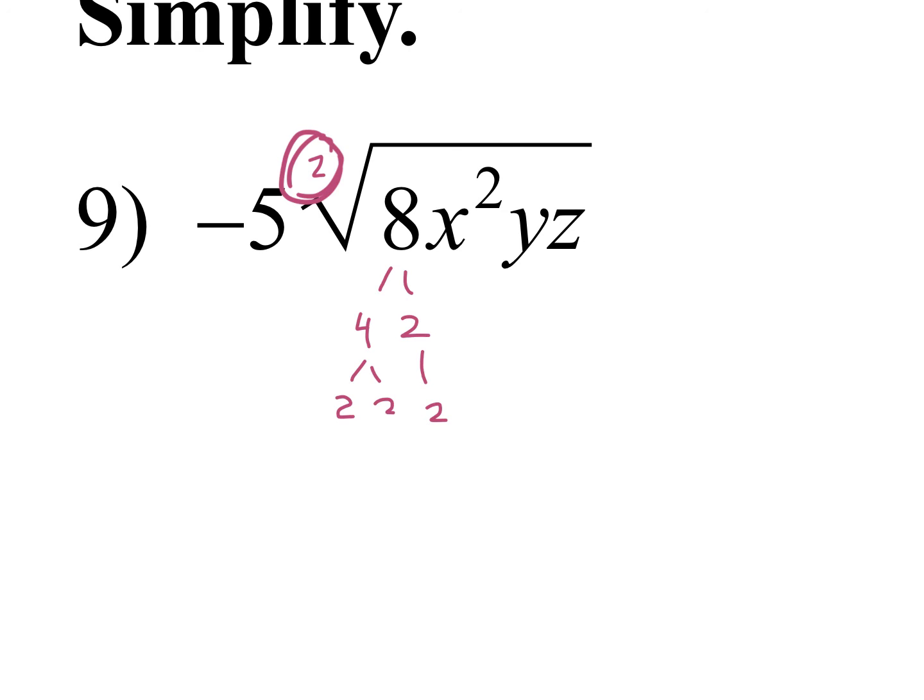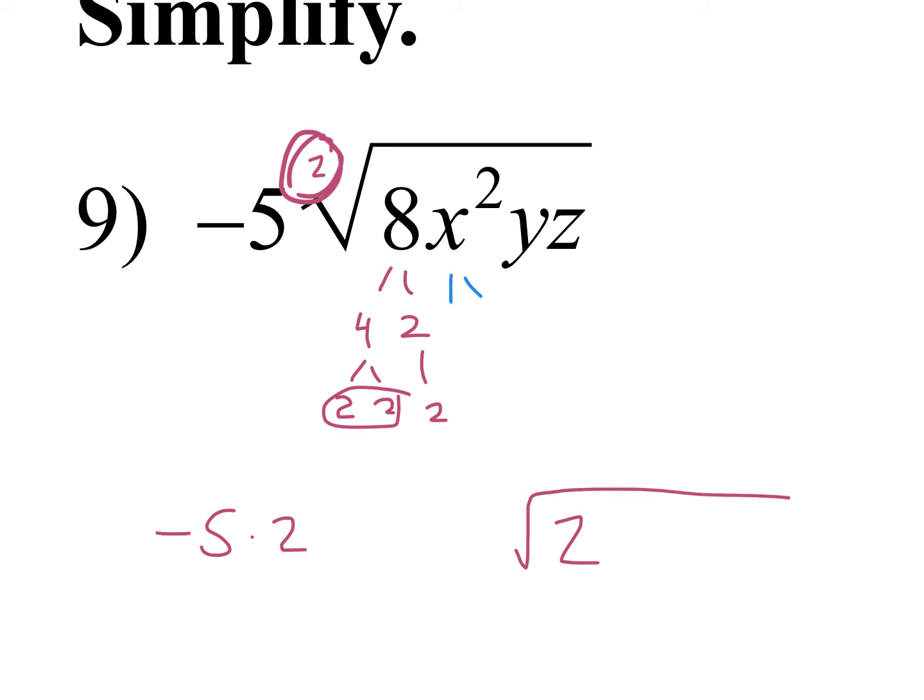Do we have any groups of 2 here? Yep. We have 2 2's. So what can we take out? A 2. We already have a negative 5 on the outside, so we're going to leave that on the outside, and we're taking out another 2. Do we have anything that has to stay on the inside? The other 2 has to stay on the inside.